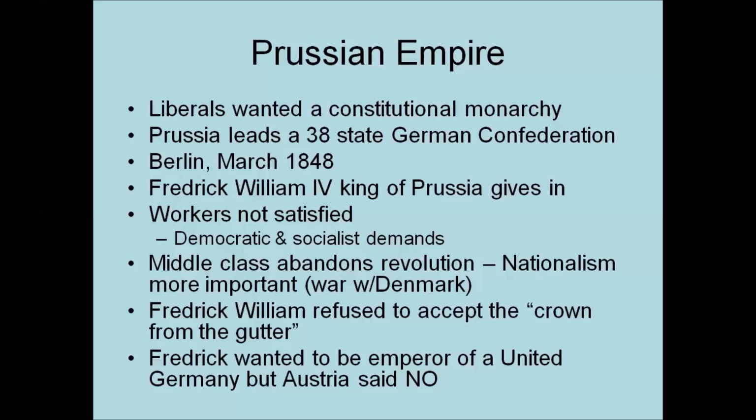Prussia, same type of situation and essentially similar response. Liberals want a constitutional monarchy. Prussia would like to lead the 38-state German Confederation instead of Austria, so there are some power plays going on. So in Berlin, in March of 1848, Frederick William IV, who is King of Prussia, is going to give in to workers and some of their demands in order to maintain his power. Because again, a revolution is going on.